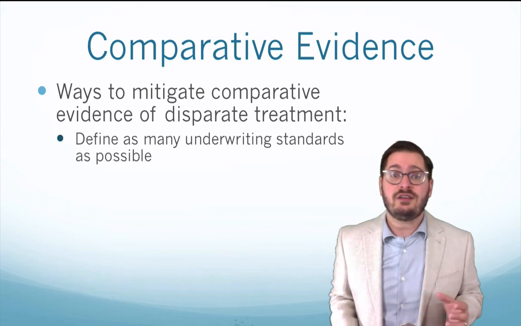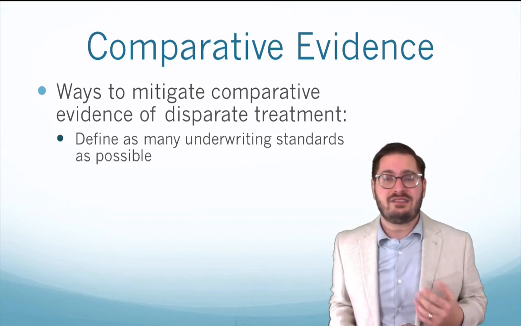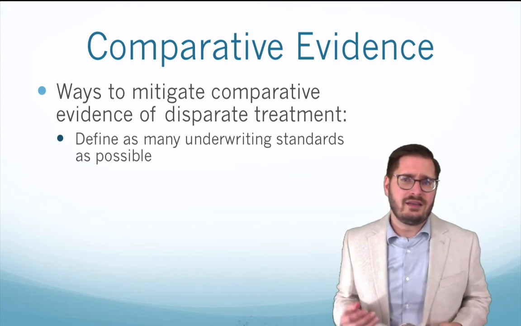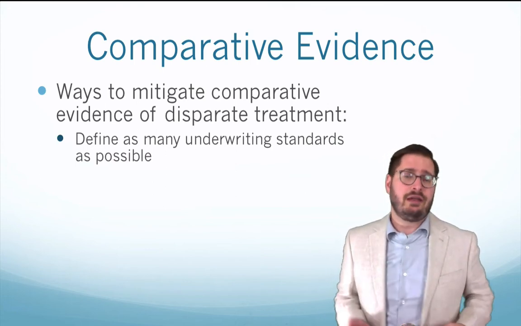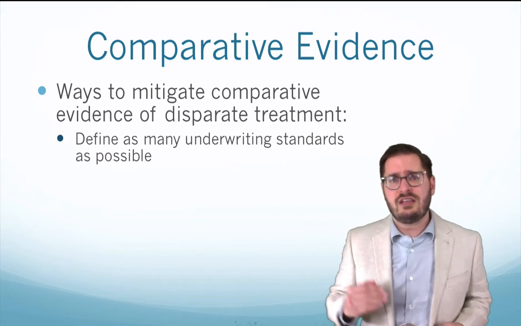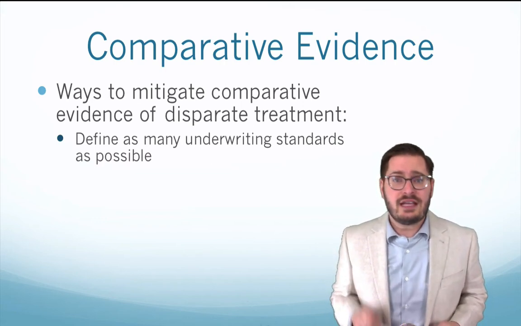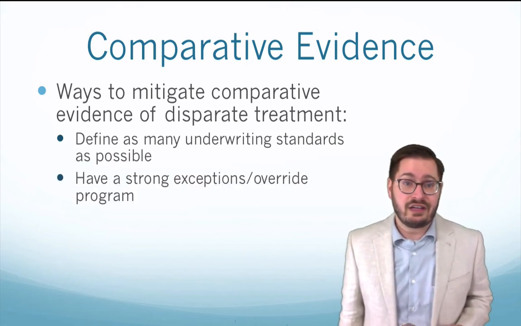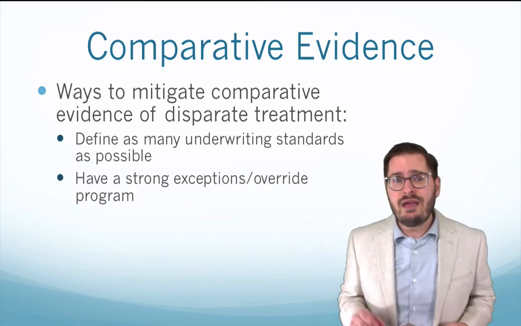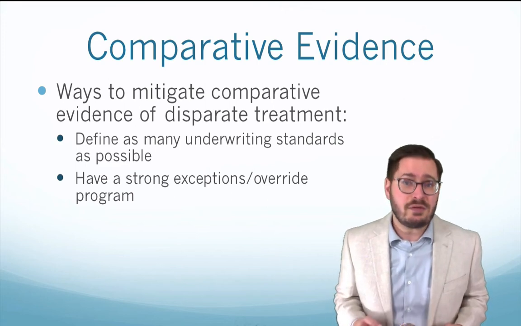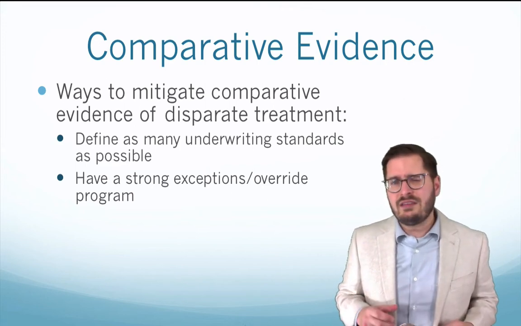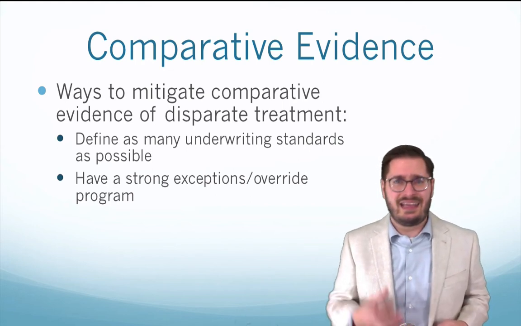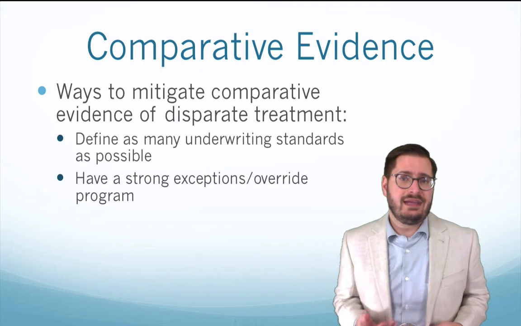So what can you do to mitigate this risk? Well, the first thing you can do is define as many underwriting standards as possible. Of course, you're not going to define everything because you'd be just like a big bank and lose your competitive advantage. But the more areas that you define, the better chance you have of avoiding a violation of discrimination based on comparative evidence. Also, to mitigate your risk, have a strong exception program where any overrides to your policy are effectively managed and looked at and controlled. That will mitigate your risk.